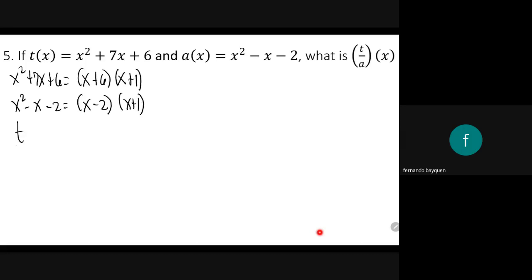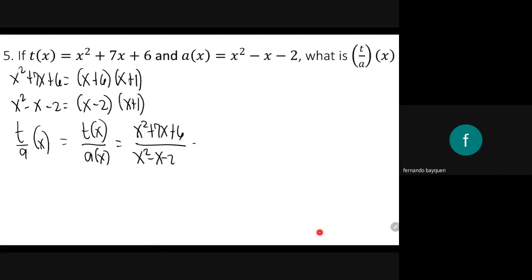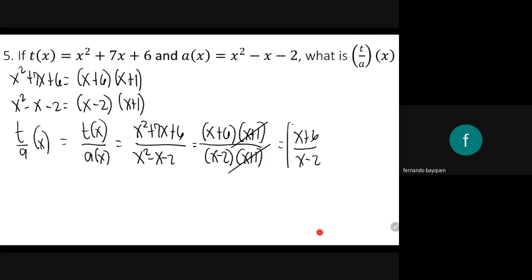So, t over a of x, that is t of x over a of x. Kaya yan ay x squared plus 7x plus 6 over x squared minus x minus 2. Kaya siya ay x plus 6, palitan ko lang yan gamit yung factor sa taas, over x minus 2 times x plus 1. And you would notice na ito ay mawawala. So, x plus 6 over x minus 2 is the final answer.